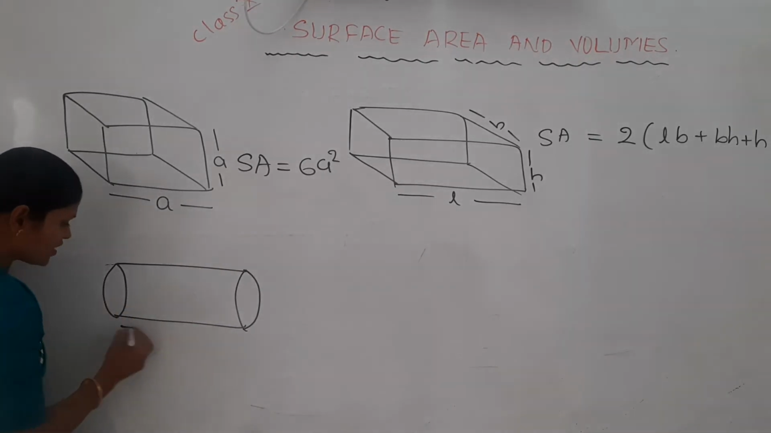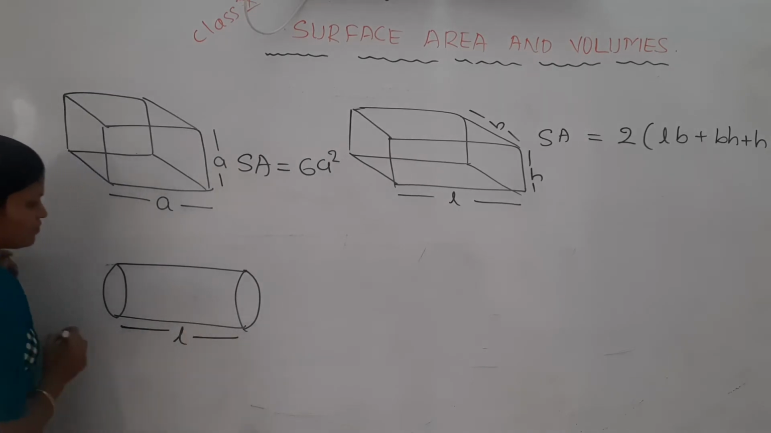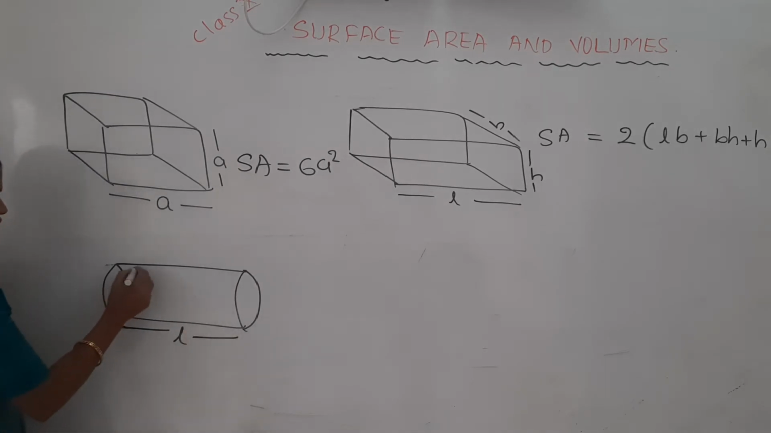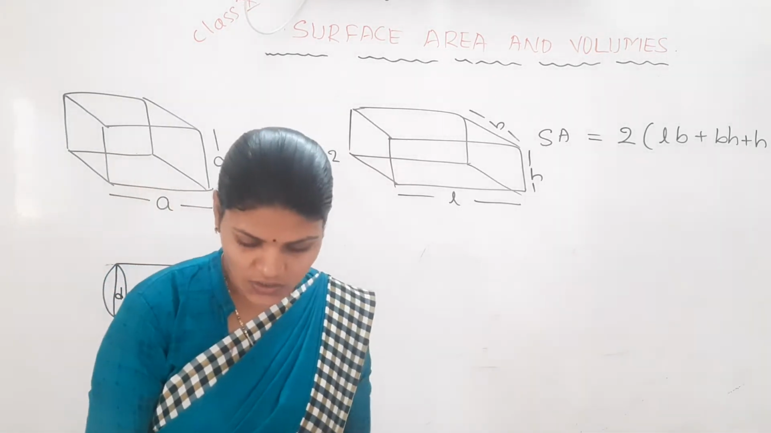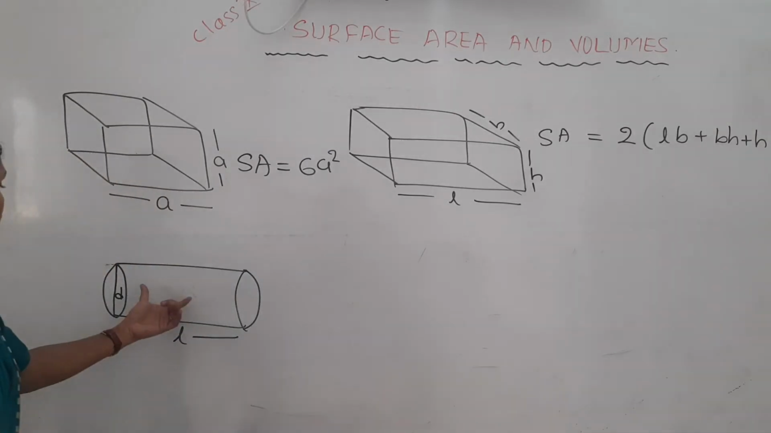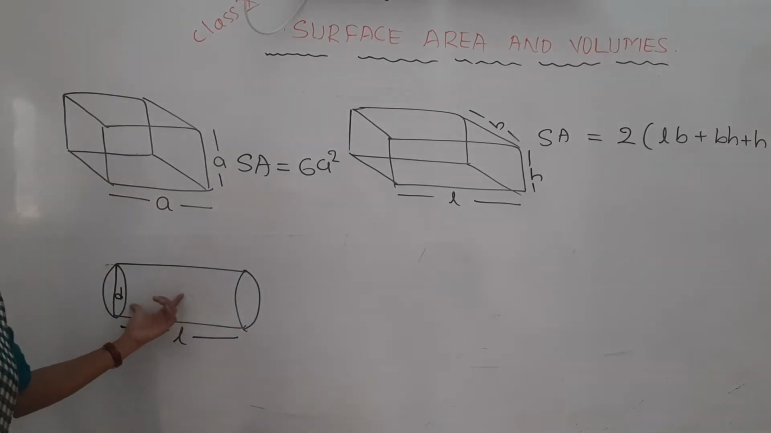So how will we find this? This is the length of the cylinder, and this is the opening diameter of the cylinder. So how do we find the curved surface area of the cylinder?